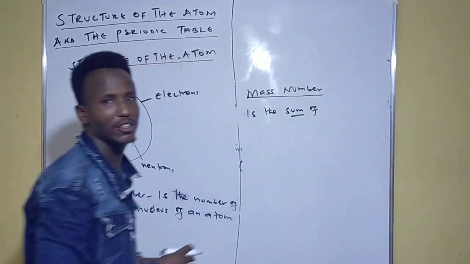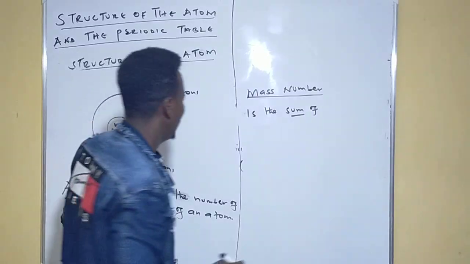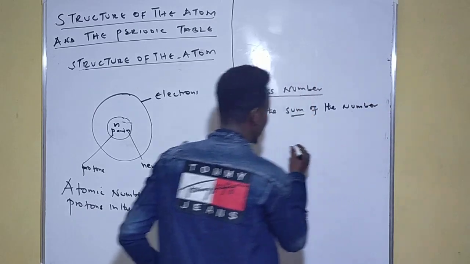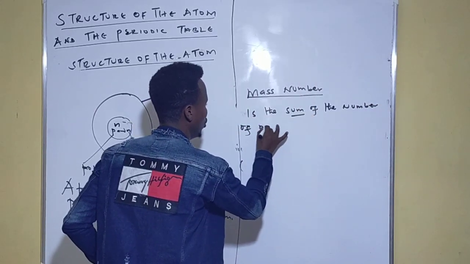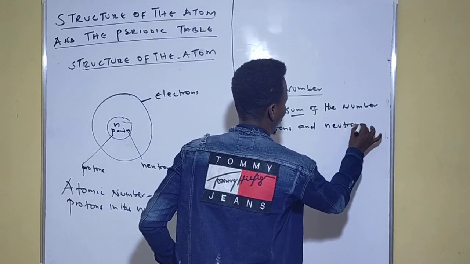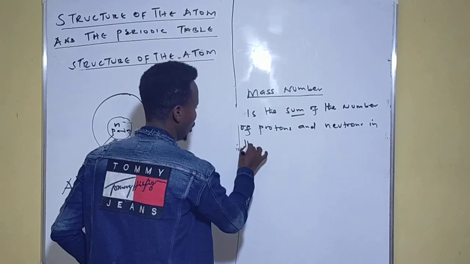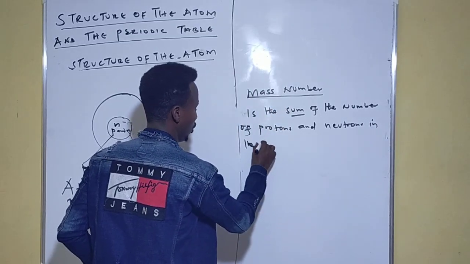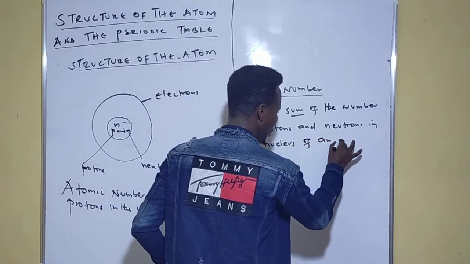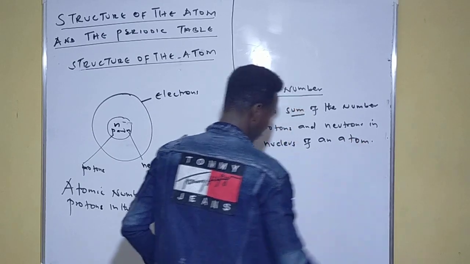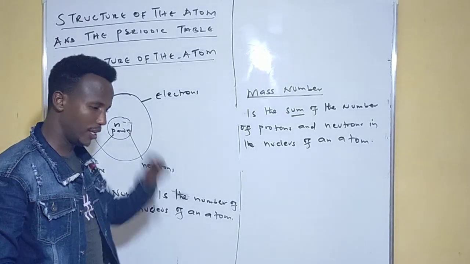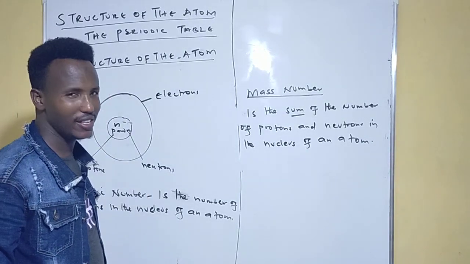This word is very important. Mass number is the sum of the number of protons and neutrons in the nucleus of an atom. Period. Very easy, by the way.